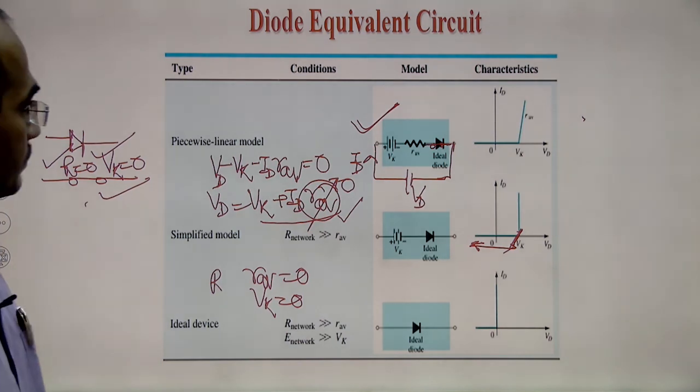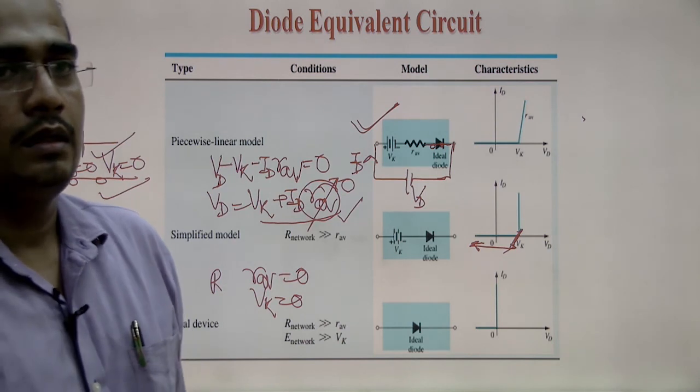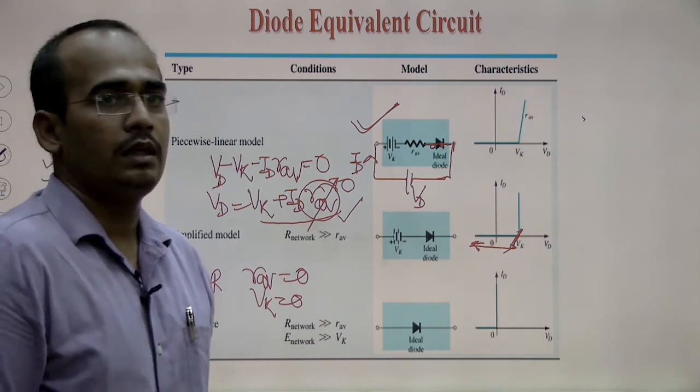So this is all about the diode equivalent circuit. In the next lecture I will discuss diode resistance.